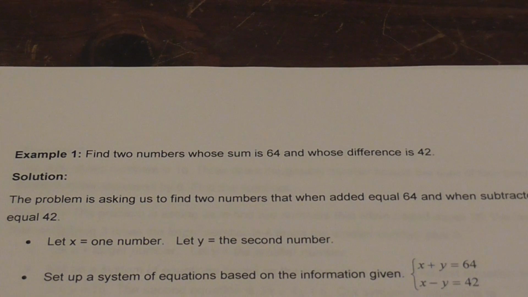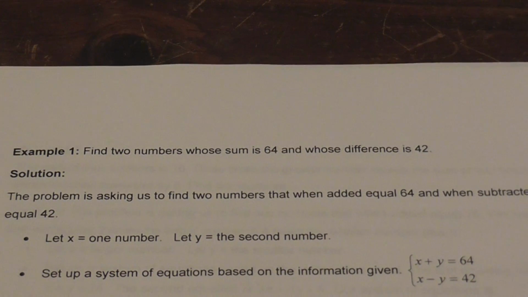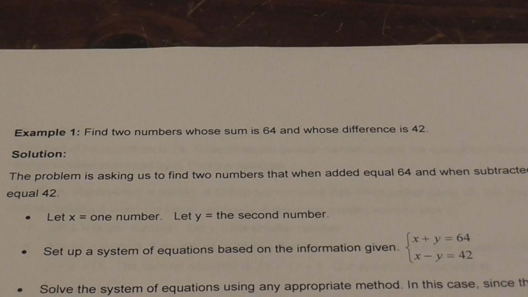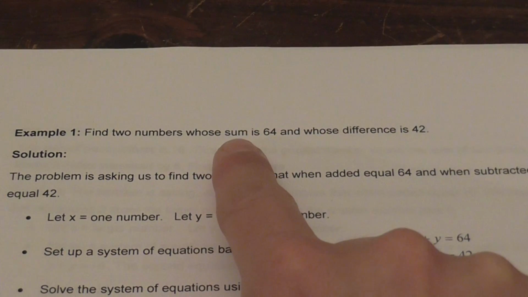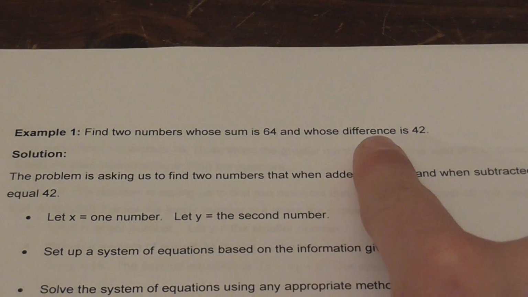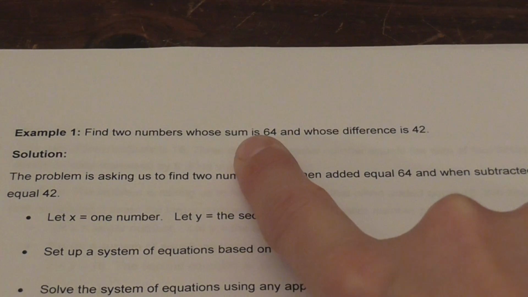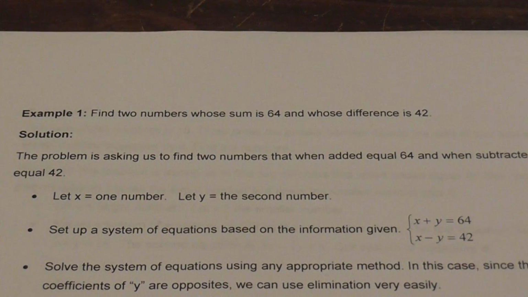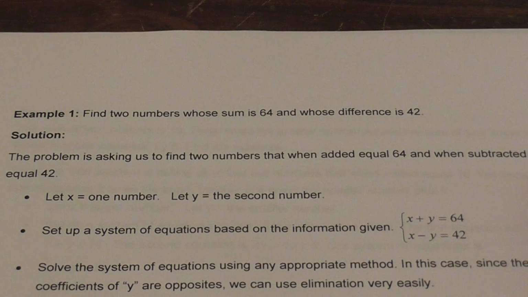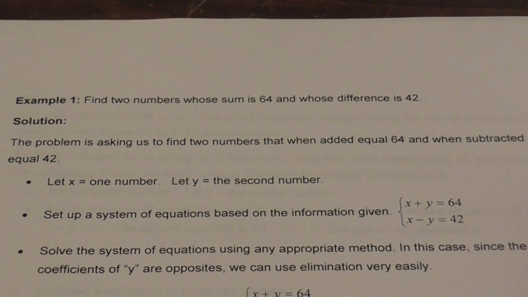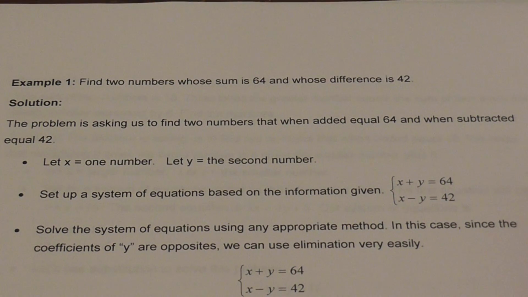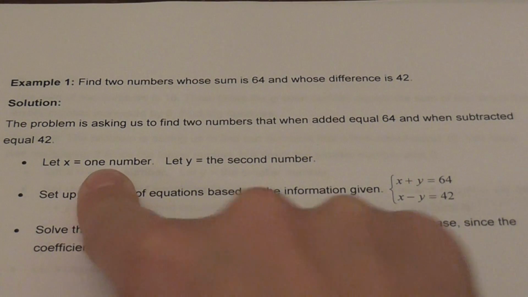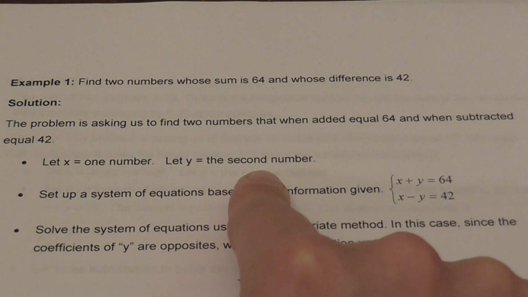So again, let's read that one more time. Find two numbers whose sum is 64 and whose difference is 42. So what are some important things? Well, we want a sum and a difference. So those are the two different types of equations we're going to have. We want two numbers, and I don't know what the numbers are. So the problem's asking us to find two numbers that when they're added, they equal 64, but when they're subtracted, they equal 42. So what we're going to do is let x equal one of the numbers, and let y equal a second number.